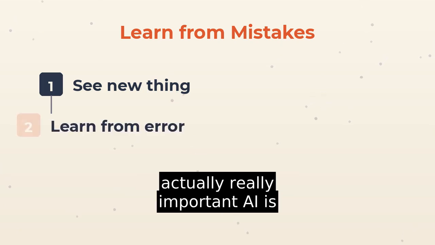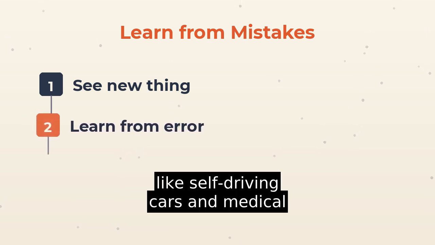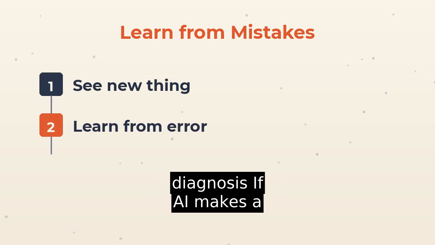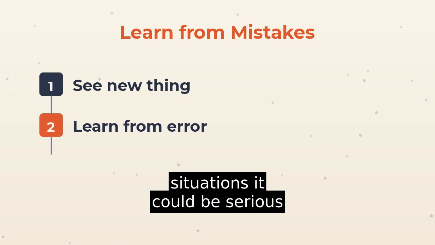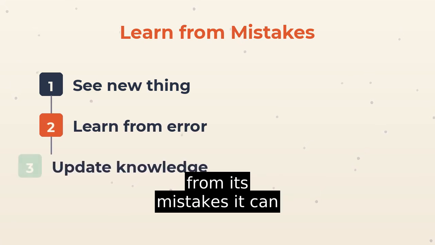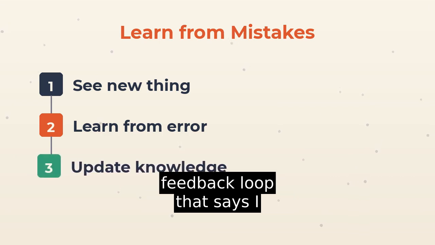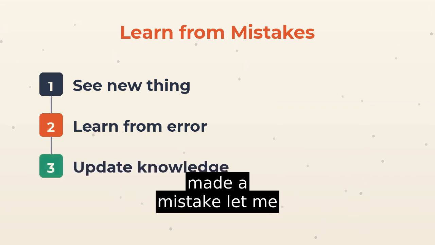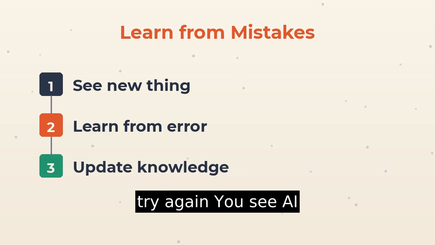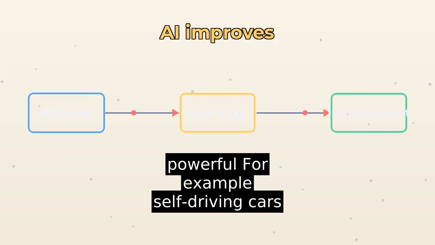So, why does it matter that AI can make mistakes? Well, it's actually really important. AI is used in lots of things, like self-driving cars and medical diagnosis. If AI makes a mistake in one of those situations, it could be serious. But if AI can learn from its mistakes, it can become better and safer over time. It's like a big feedback loop that says, I made a mistake, let me try again. You see, AI is not perfect, but it can learn and improve. And that's what makes it so powerful.